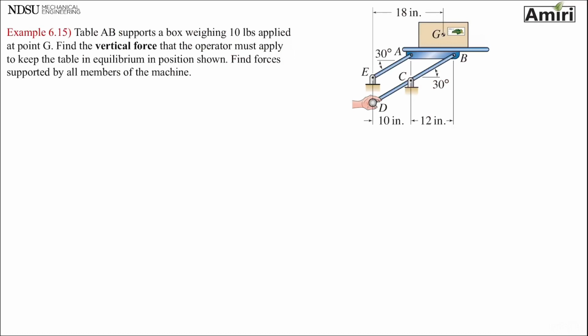Table AB supports a box weighing 10 pounds applied at point G. So it's like we have 10 pounds here. I remember force is a sliding vector, so I can put it right on the table. Find the vertical force that the operator must apply. I'm assuming the operator needs to push down, based on what I'm seeing. Let's call it P, to keep the table in equilibrium in the position shown.